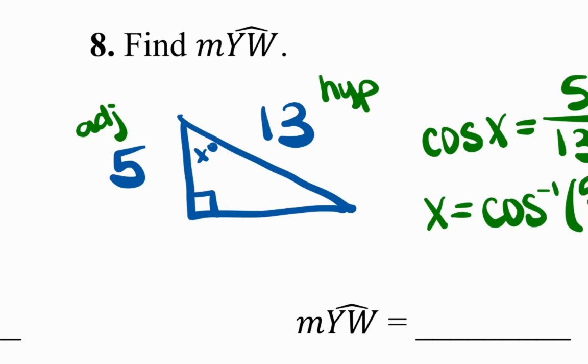So just go ahead and plug that in your calculator. Make sure that you are in degrees. So we have inverse cosine of 5 divided by 13. So our degree measure is 67.4. So 67.4 degrees.